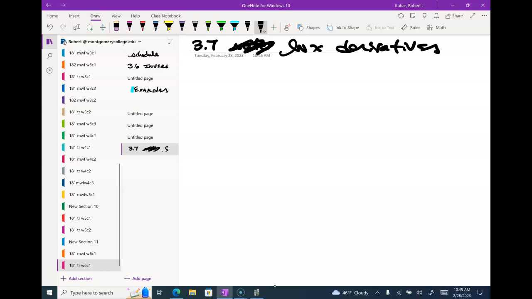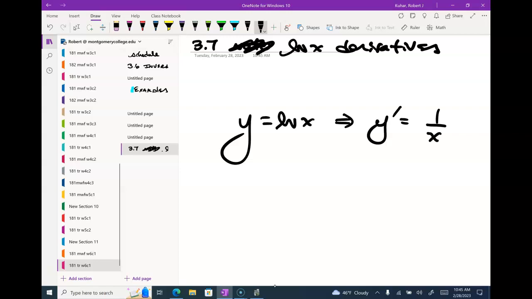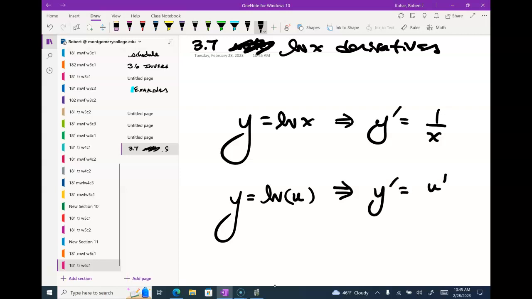Am I doing logs at all? Well, we've already talked about ln, right? So I could just give you an ln function, and you should be able to differentiate it. We already know that though, right? y equals ln of x gives me what? y prime is what? 1 over x, right? So the tricky thing to think about is if y equals the ln of u, it's not that easy to see that y prime is u prime over u.